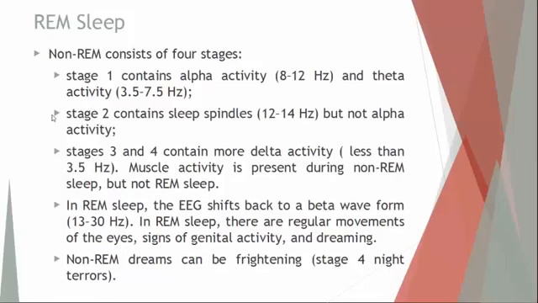Okay, when you get to that point in REM sleep, the EEG will go back to a beta waveform, ranging between 13 and 30 hertz. And then also in REM sleep, there are regular movements of the eyes, signs of arousal because of genital activity, and also dreaming. So it's in stage 4 where you are most likely to walk in your sleep, talk in your sleep, and also have dreams. Dreaming and having nightmares often occur in stage 4 of the sleep cycle.